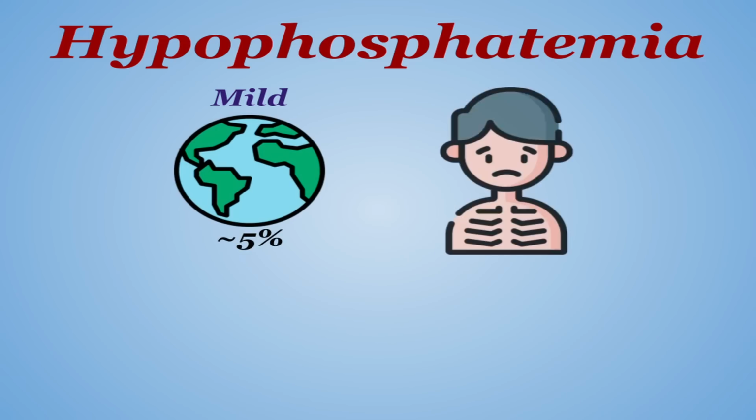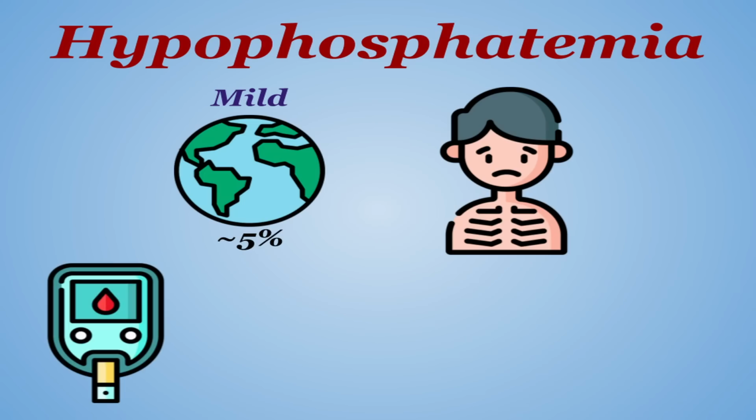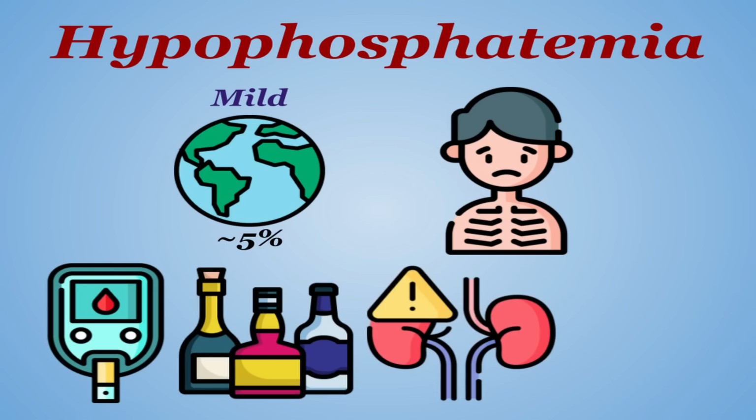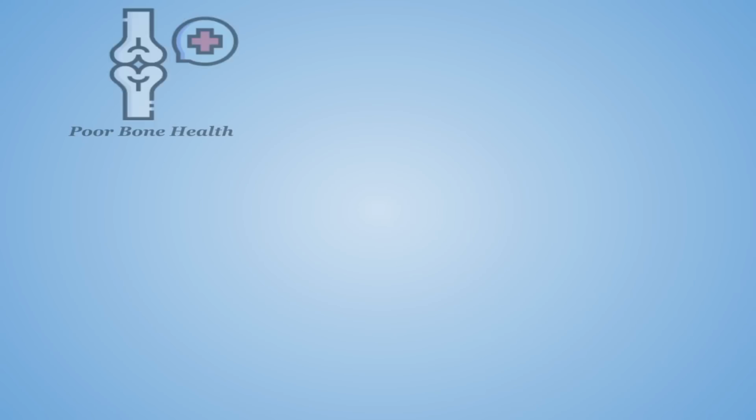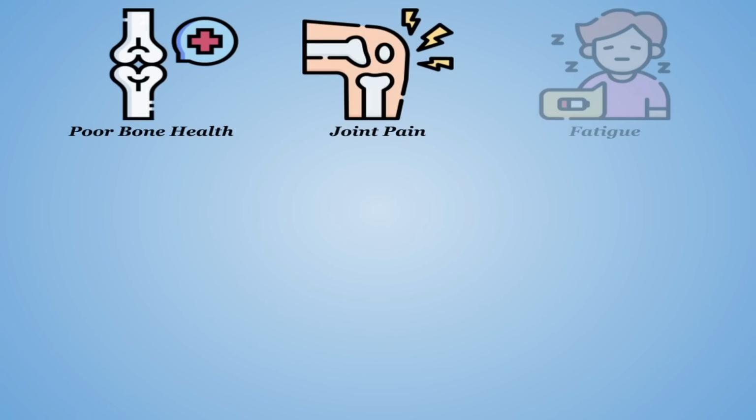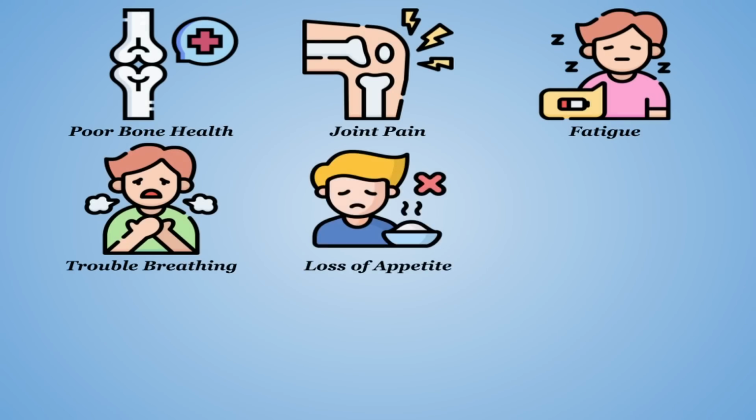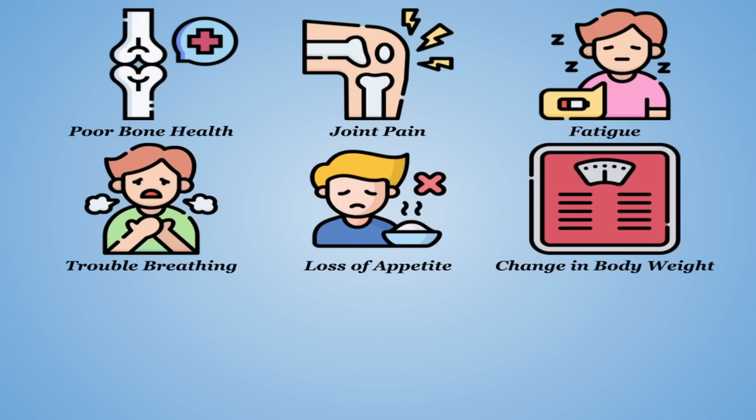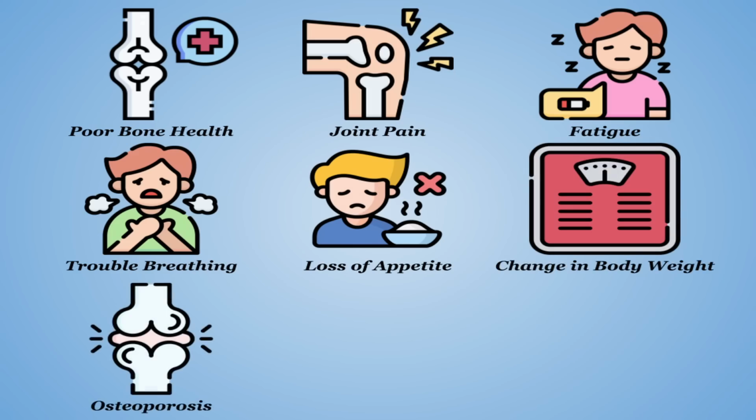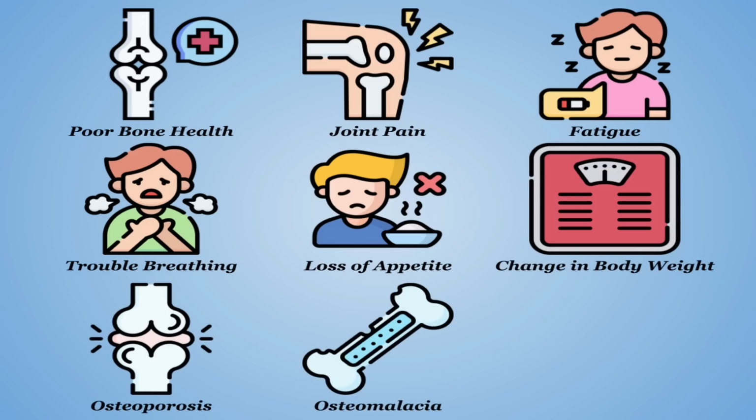It can be due to malnutrition, but usually goes alongside other health concerns like diabetes, alcoholism, or kidney or thyroid issues. Symptoms of phosphorus deficiency include poor bone health, joint pain, fatigue, trouble breathing, loss of appetite, changes in body weight, and in more extreme cases, osteoporosis, osteomalacia, and rickets.